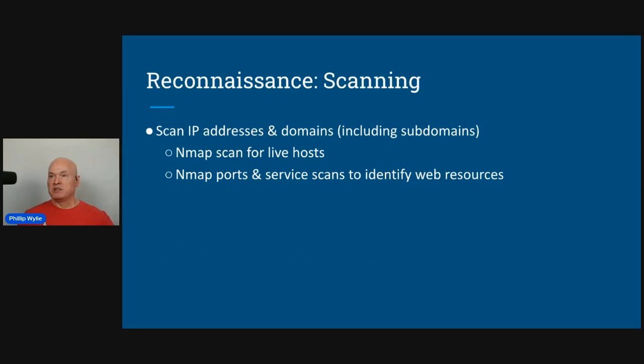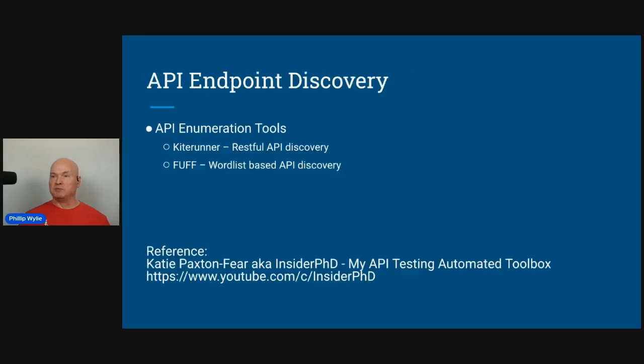During this phase, you're doing scanning. You're scanning IP addresses and domains, including subdomains, using Nmap for live hosts, and then Nmap port and service scans to identify web resources. Once you identify these web resources, you're going to be finding the systems where more likely you're going to find APIs residing. And so, API endpoint discovery. API enumeration tools: Kiterunner for RESTful API discovery, and ffuf for wordlist-based API discovery.